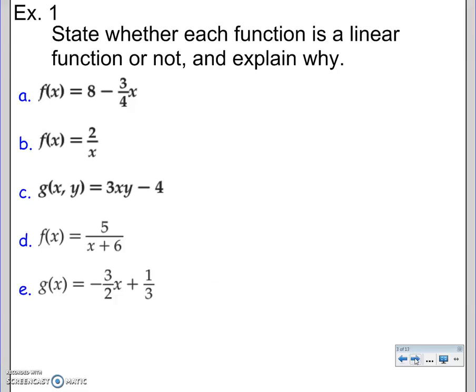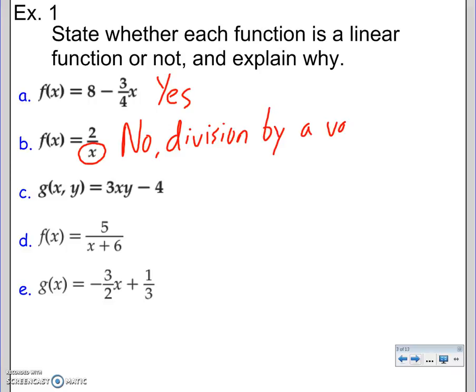Alright, so state whether these are linear or not, and explain why. A, that doesn't break any of the rules. So I'm going to say the rules are no multiplication by letters, no division by letters, no other exponents besides 1. It matches all that, so that's good. So this is linear, so yes. B, it has division by a variable, so this is no. Division by a variable or letter.